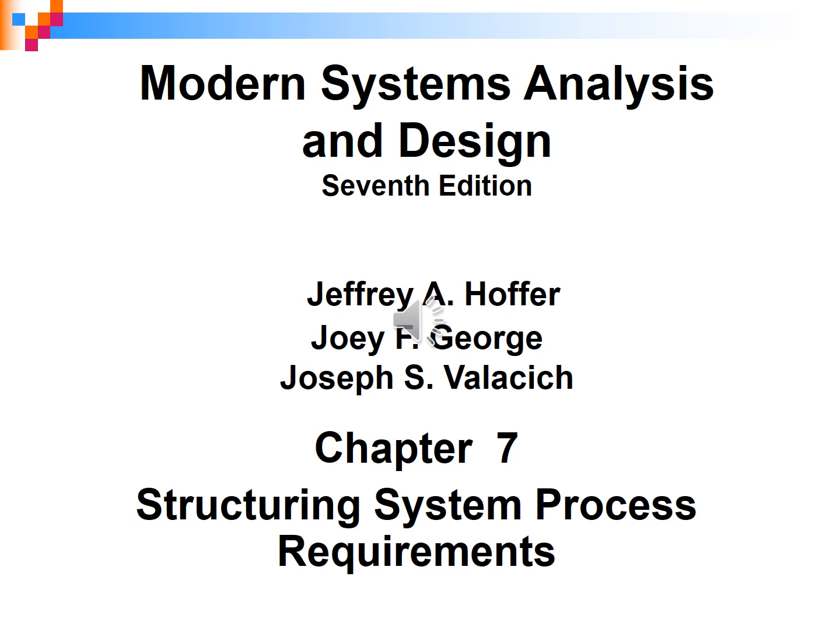Chapter 7, structuring system requirements. Actually, in structuring system requirements, we have two different things. One of them is process modeling, and the other one is logic modeling. We used to have these in two different chapters, but I put them together in one chapter.